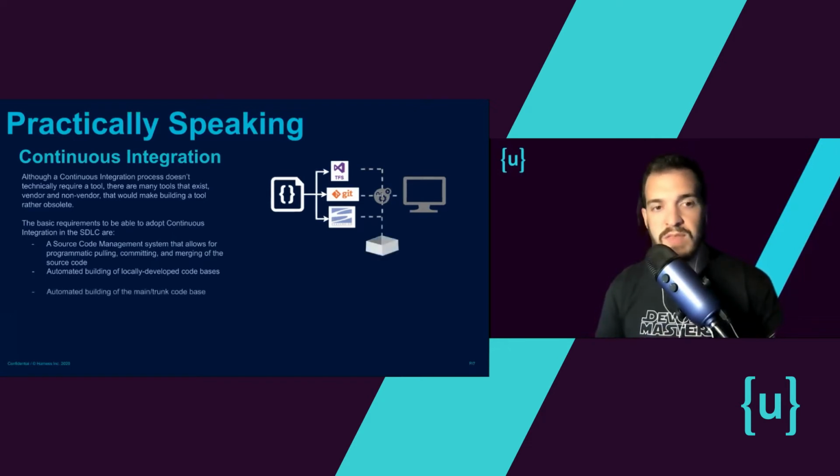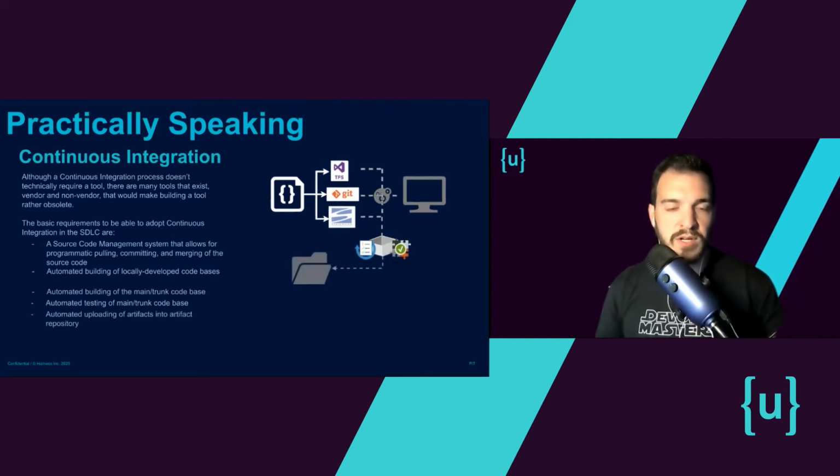Now, assuming all of that works well, I'm going to re-upload that to the main or the trunk. And then that is going to run its own testing on that as well. Now, assuming that's all finished, then we're going to upload that artifact into an artifact repository. And again, this is going to be done every day by every person at least once a day. These are the things that make continuous integration a continuous integration process.